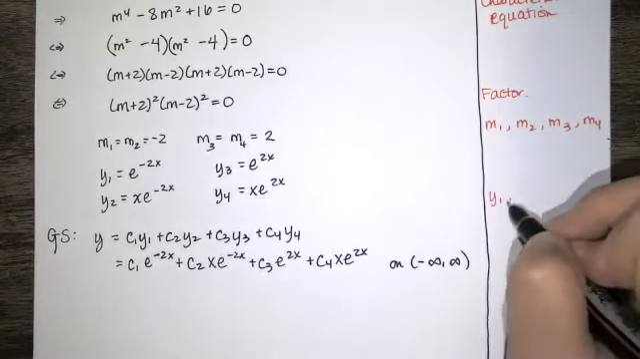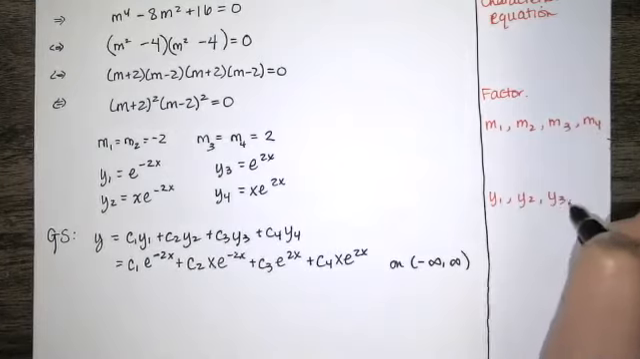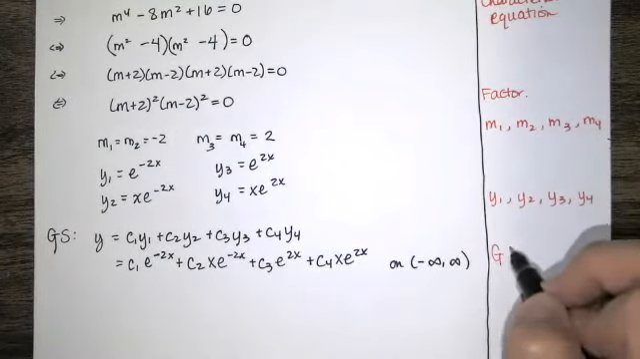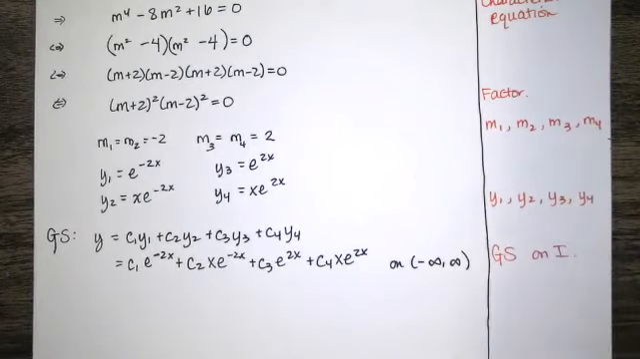So we use the m's to find the y's. Make sure you have 4 of them because it was a fourth order differential equation. And then we state the general solution on I, which comes from multiplying each of those functions by constants and adding them together to get the general solution.